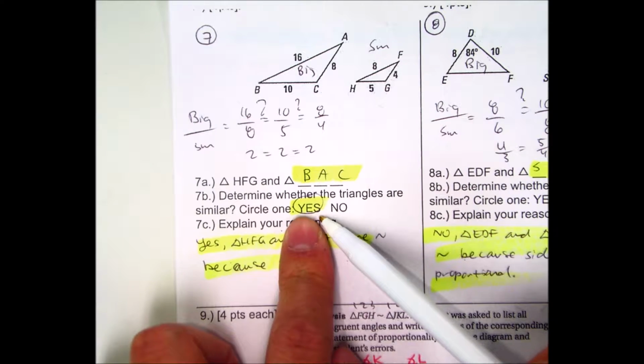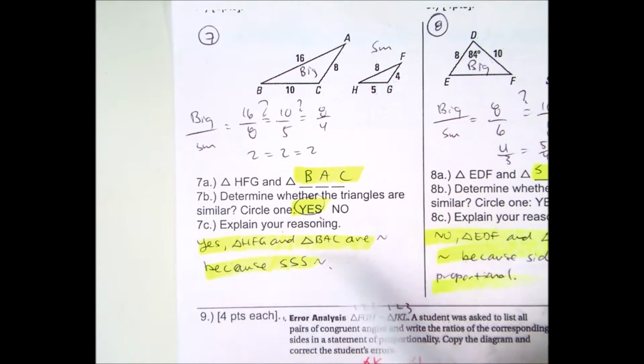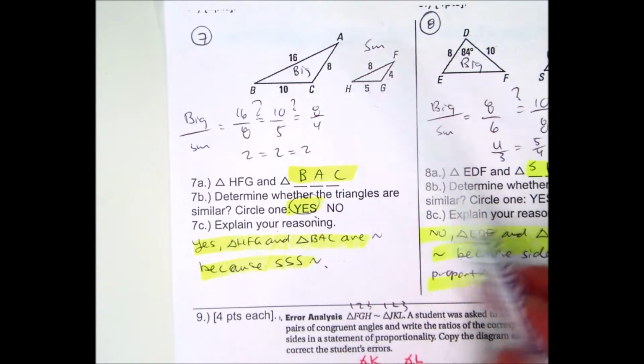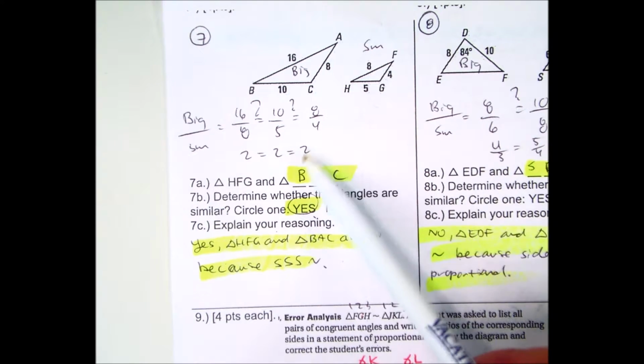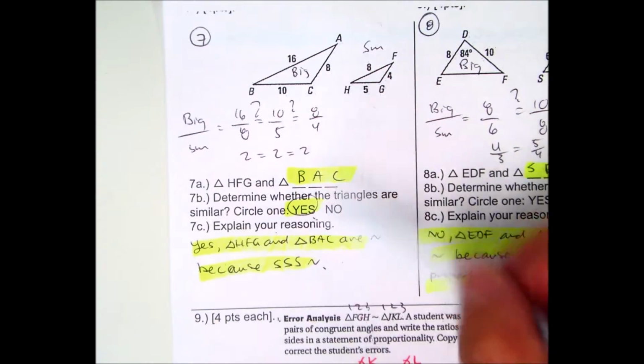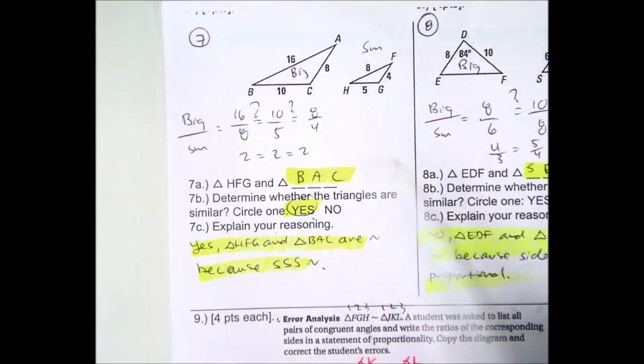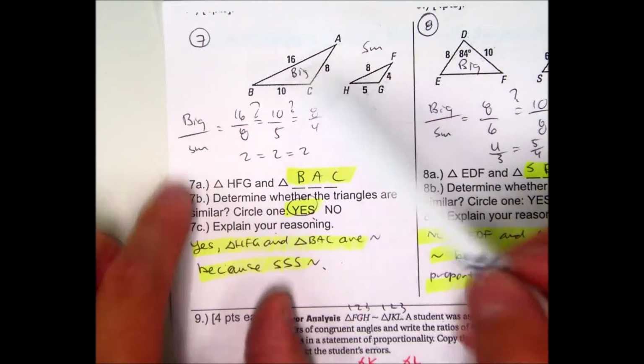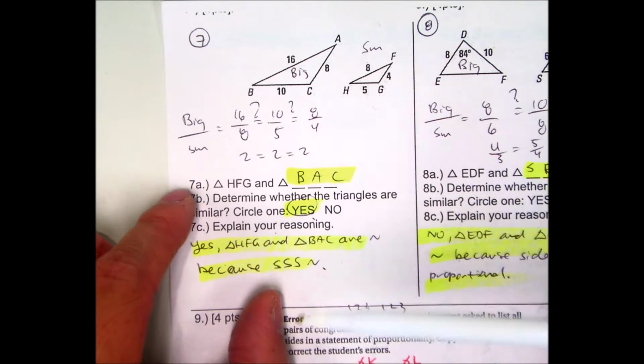The answer is yes. Now, a lot of you who wrote yes and then wrote side, side, side, you had to show me that the sides were proportional. So if you have everything in yellow here correct, but you don't show this up here, you only got 3 out of 4. To show that they're proportional, you can either do big over small or small over big.